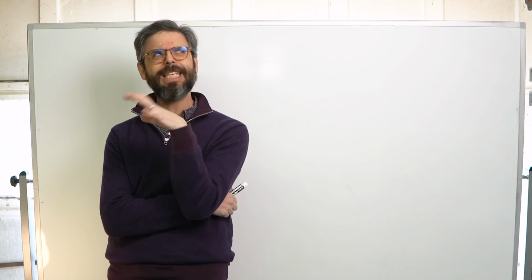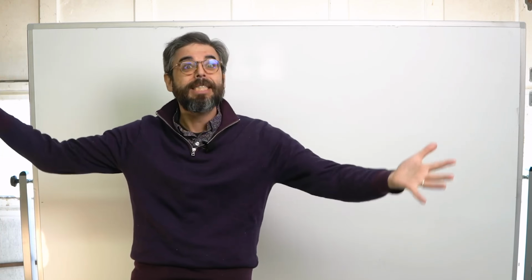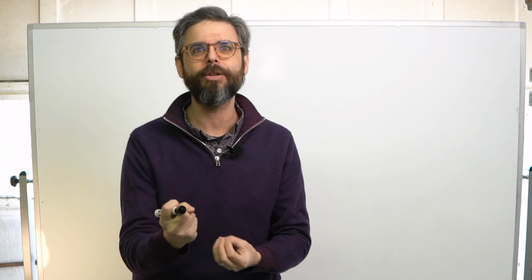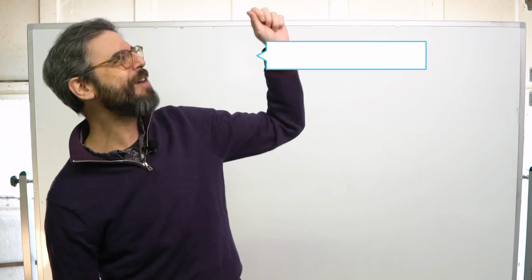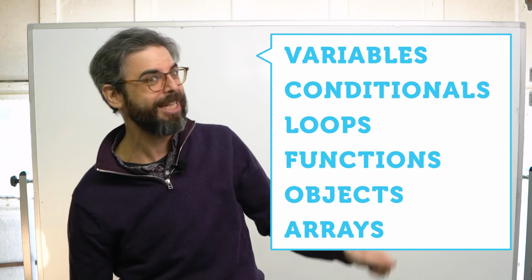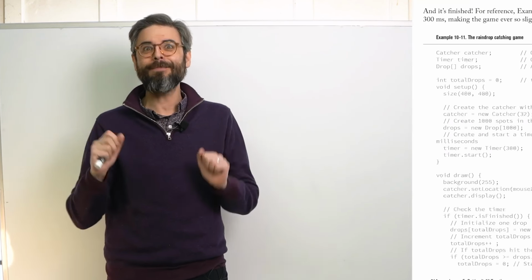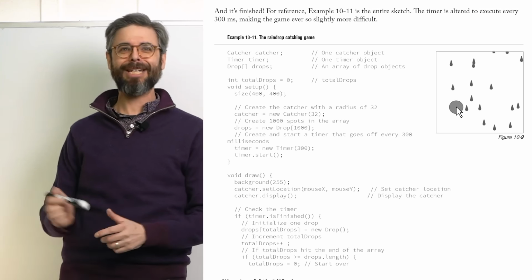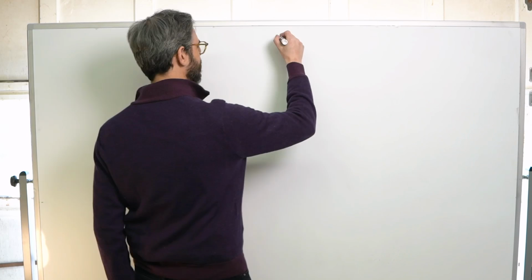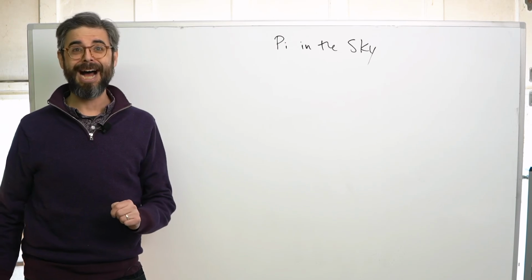But that book, at the end of chapter 6, after all the fundamental basics of programming are covered, variables, conditionals, loops, functions, objects, arrays, and all those things were put together in a game known as the Raincatcher game. Well, I am here today to present to you the game Pie in the Sky.